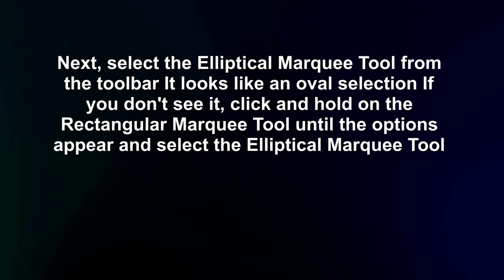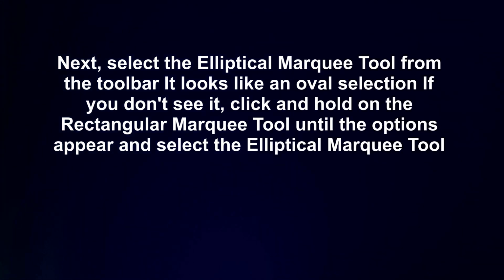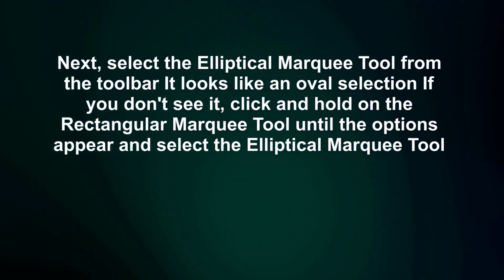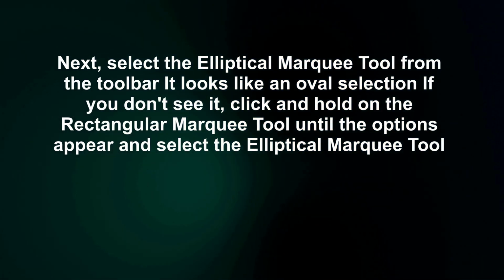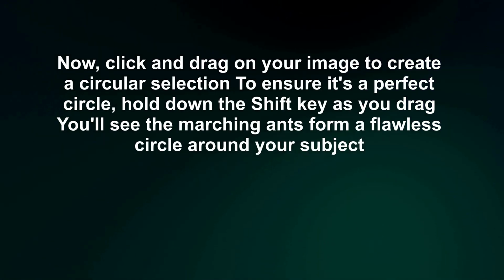Next, select the Elliptical Marquee tool from the toolbar. It looks like an oval selection. If you don't see it, click and hold on the rectangular Marquee tool until the options appear and select the Elliptical Marquee tool. Now, click and drag on your image to create a circular selection.